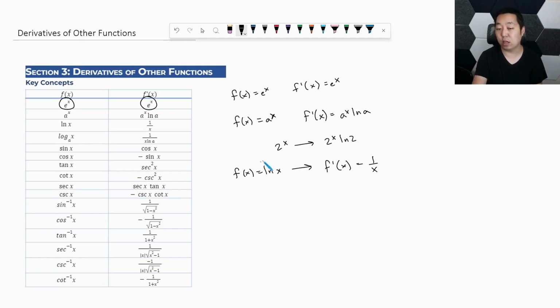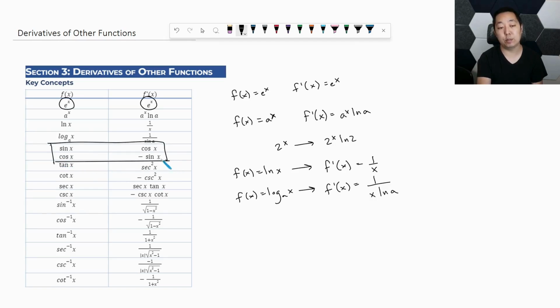Now, remember, natural log is log base e, so if you have log of base a, the derivative is still the same thing, except instead of multiplying by the natural log like you do for exponentials, you divide by the natural log of the base. So if you do log base 10 or a different base log, then you have to divide by the natural log of that base. And then these two are probably the main ones to really focus on initially.